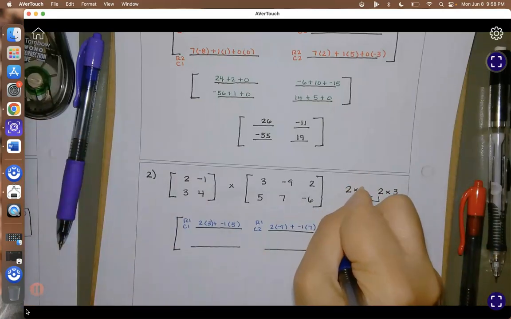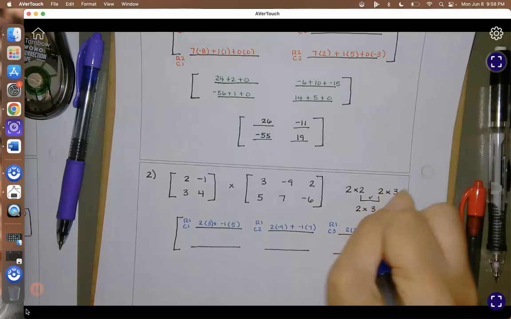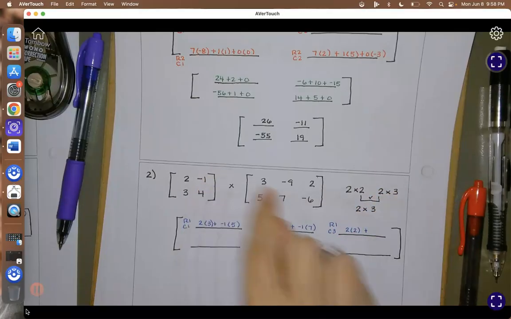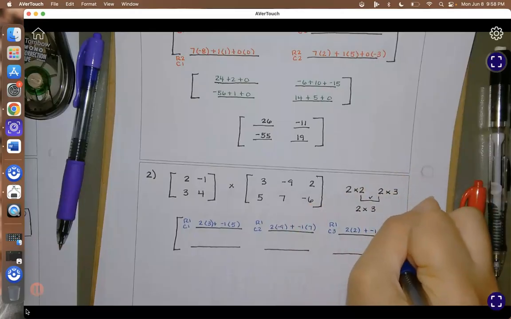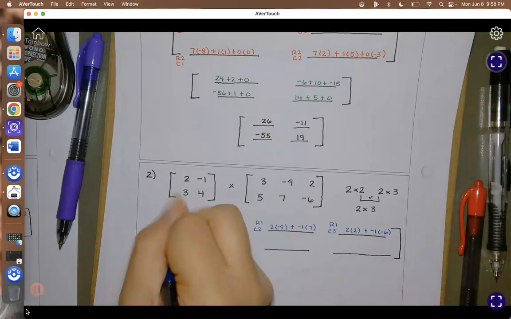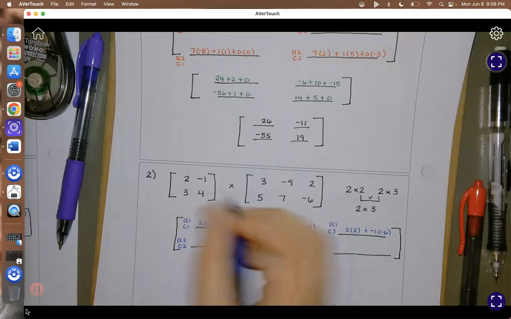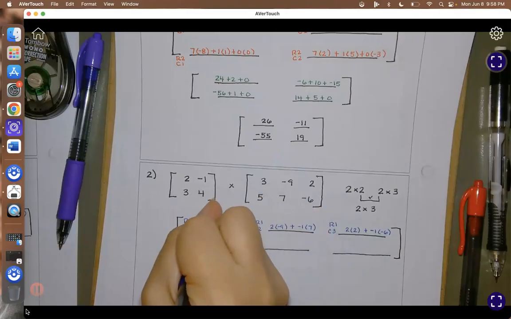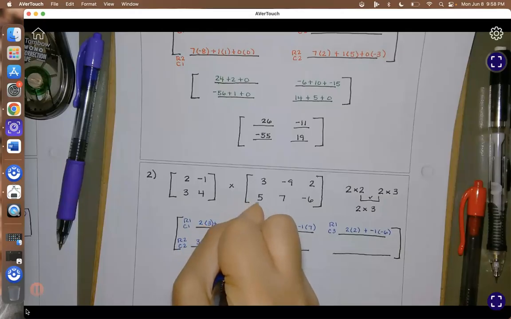Then row 1, column 3 is 2 times 2 plus the negative 1 times the negative 6. All right, row 2, column 1, 3 times the 3 and the 4 times the 5.